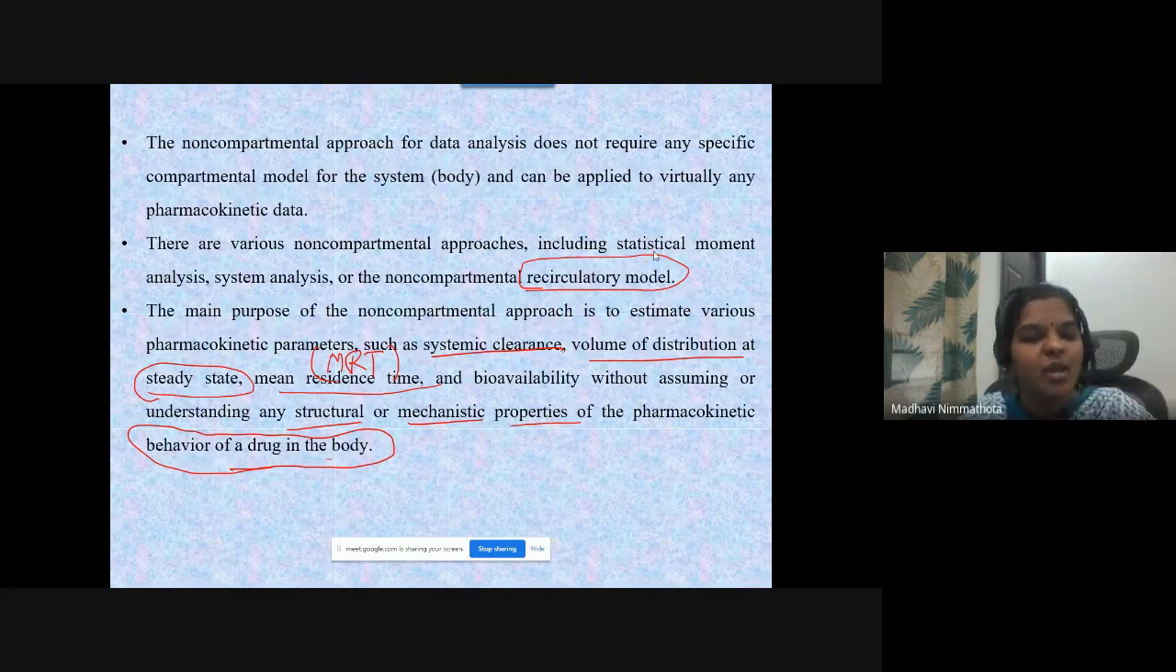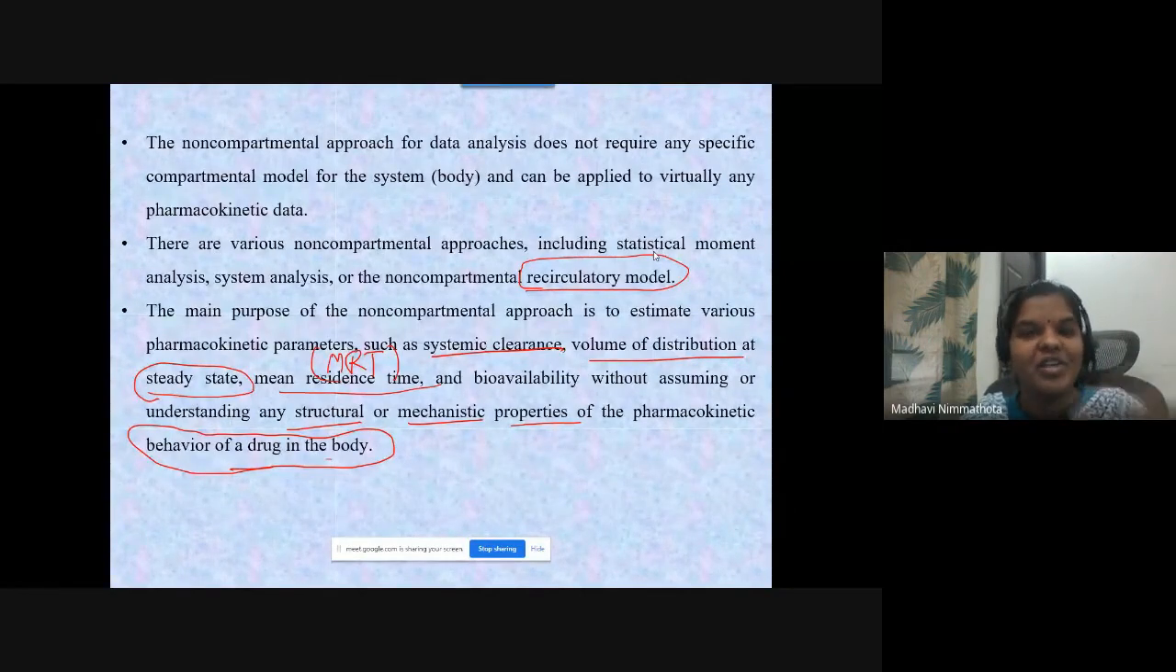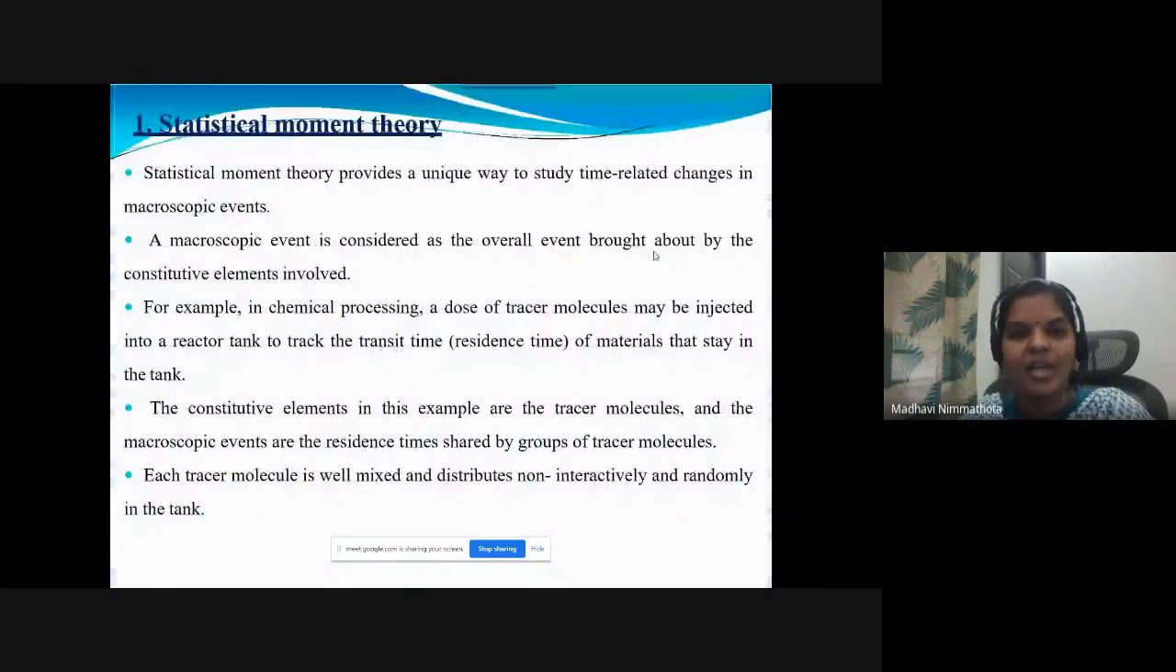The residence time is nothing but the transit time of the drug molecules in our body. How much time they spend in our body is the transit or residence time of the drug particles in our body. That should be taken into consideration to calculate the pharmacokinetics data here in non-compartmental analysis.